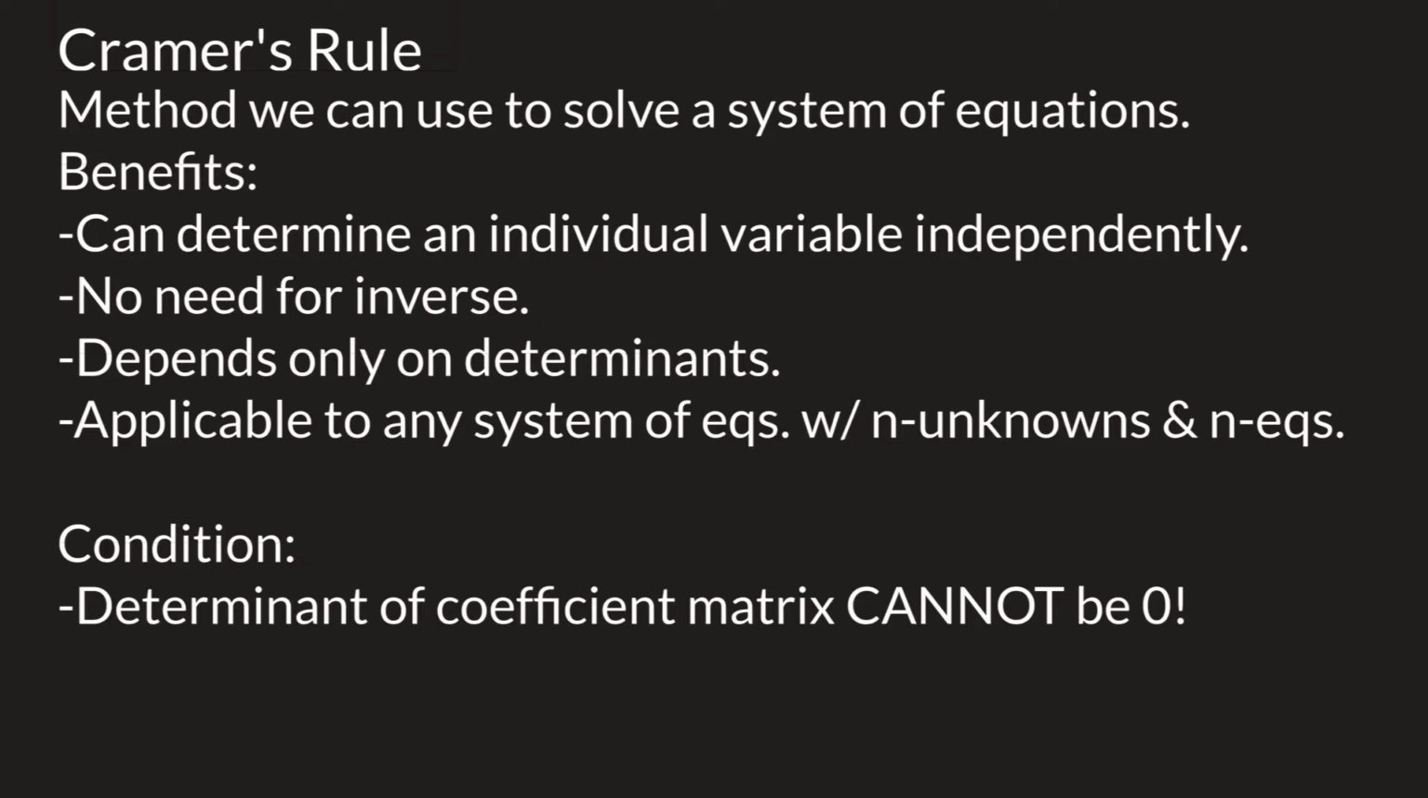The nice thing about Cramer's rule is that all you have to do is deal with determinants. And we all know how easy it can be to work with determinants, at least at a 2 by 2 or 3 by 3 level. So we can determine an individual variable independently. We don't need to find an inverse. It's all dependent on determinants. And like I said, it's applicable to any system of n unknowns and n equations.